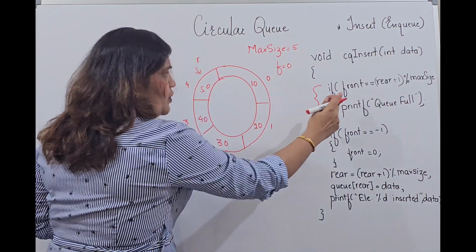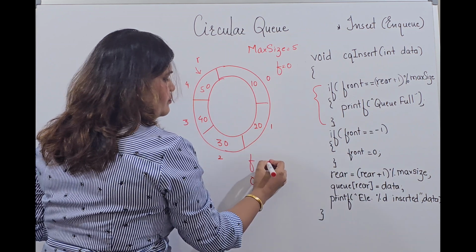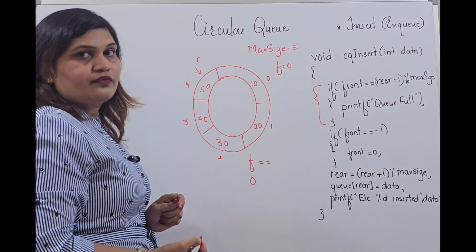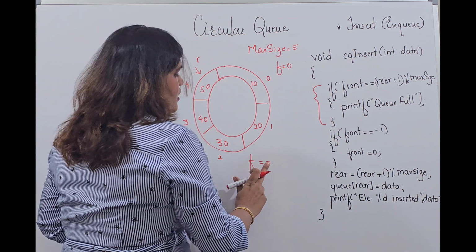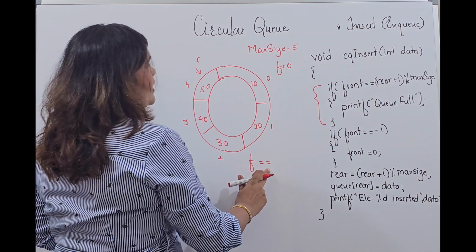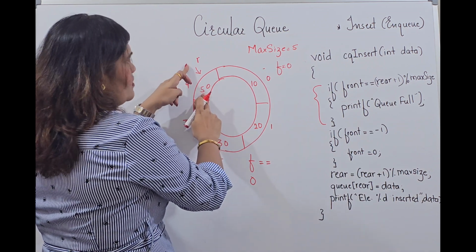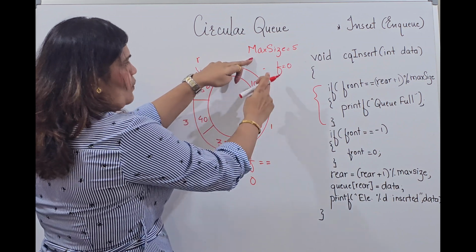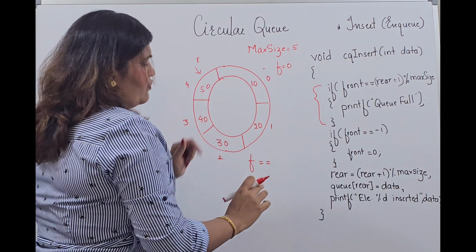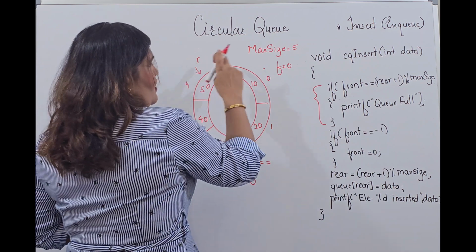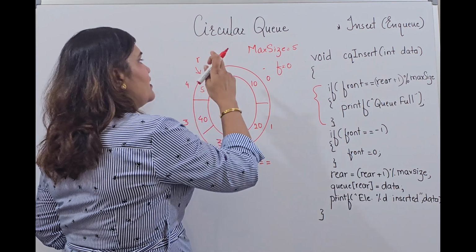Front equal to, what is the value of my front? The value of my front is 0. Equal to, comparison. Is my front equal to, what should be my condition? When my rear is here, I've already inserted the element. Now when I want to insert, my rear will increment. And once my rear increments, is there space here? That is what I want to check. So what am I checking? Are my front and rear at the same location?